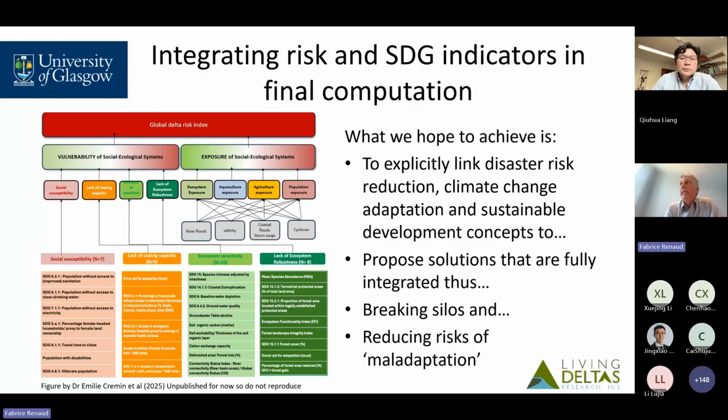And as I said before, this is really to link disaster risk reduction, climate change adaptation, and sustainable development concepts and not to work in silos anymore, and therefore also reducing the risks of maladaptation. Because if you only look at one particular piece of a puzzle, you may provide solutions that are detrimental for other processes. So you could, for example, try to reduce risk with one approach, but then realize that in the long term, this renders a system unsustainable with respect to economic development or social development. So this is what we're trying to do with this approach.